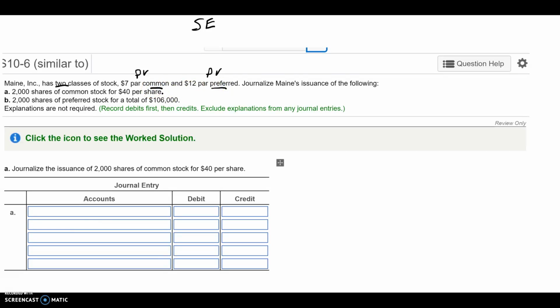So we want to issue that stock. Let's say it's a new corporation and so forth. So we're going to journalize both of these transactions. 2,000 shares of common stock for $40 a share.